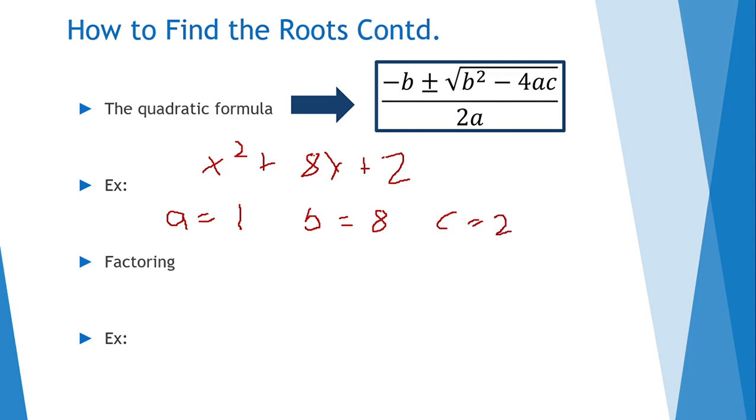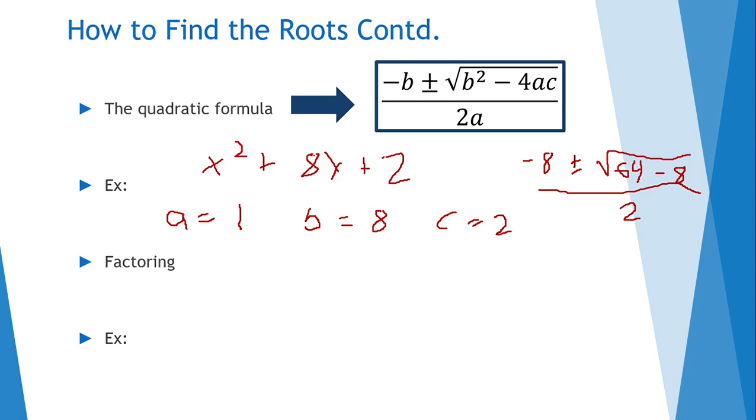Okay, and now we're going to just plug this all into our equation. So we'll get negative 8 plus or minus the square root of 64, that's 8 squared, minus 4ac. So a is 1, c is 2, so 2 and 2 times 4 is 8. So 64 minus 8. Over 2a, a is 1, so we'll just have 2 on the bottom here.